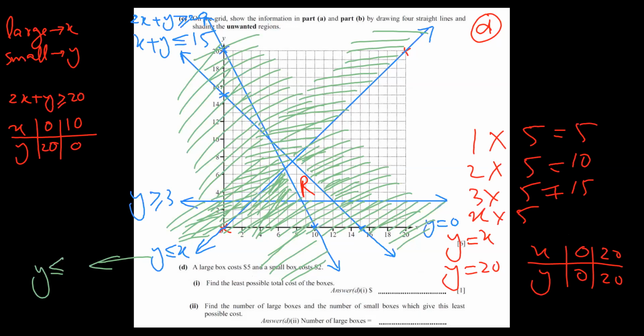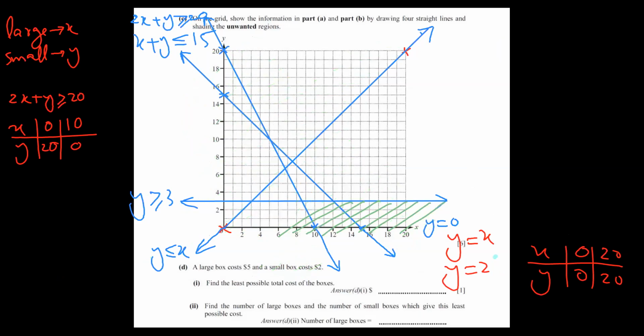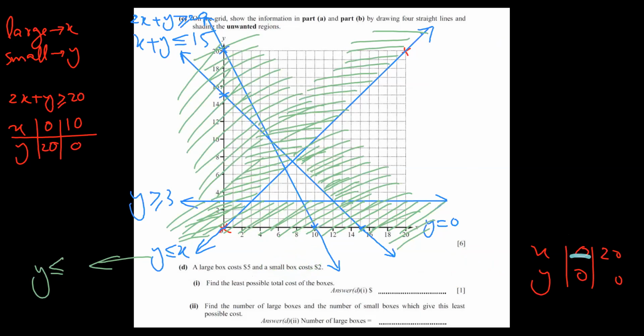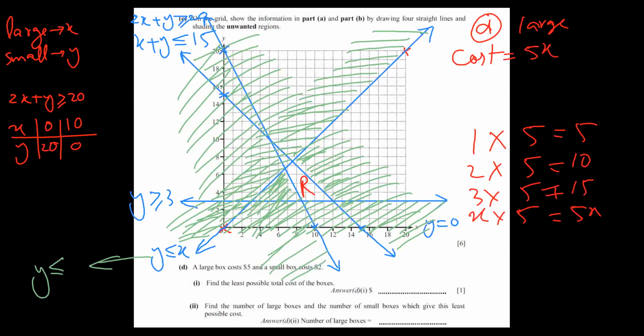I hope you got the idea. So it means 5x, and I'm writing it on the top. So cost is equal to 5x. This is the money you will spend on the large boxes. Similarly, I'm looking for the other, which means the cost of the small boxes. Small box cost is $2.